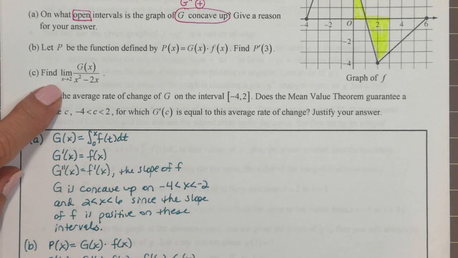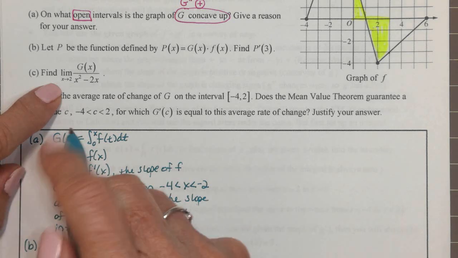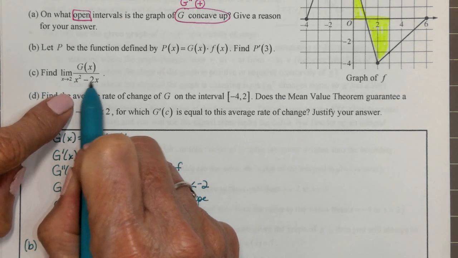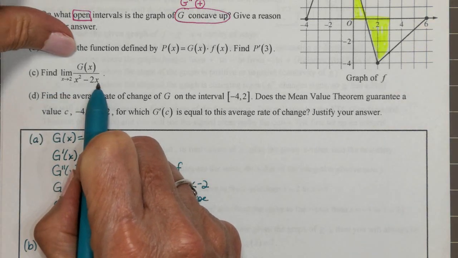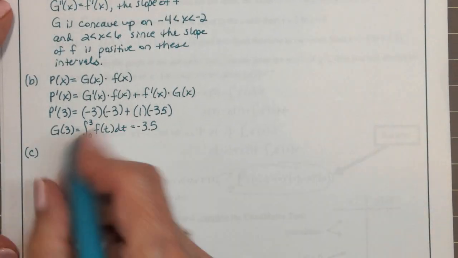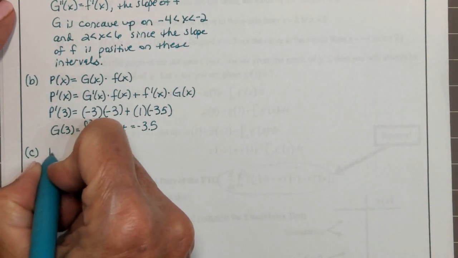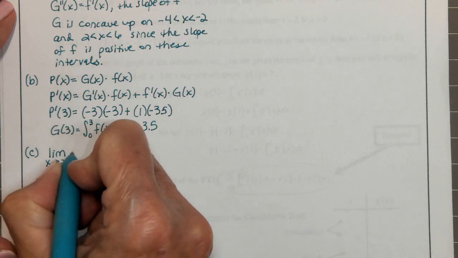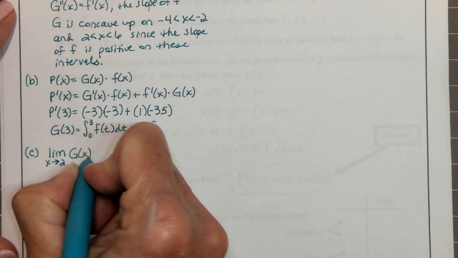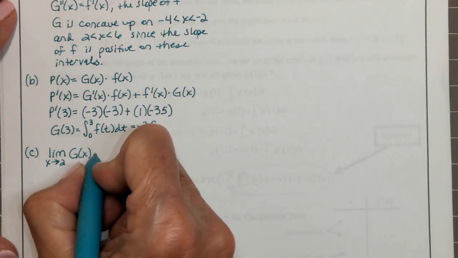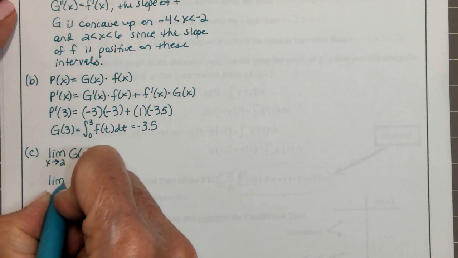Find a limit. When I see a limit, I'm fully expecting it to be L'Hopital's. And if I put 2 in for x in the denominator, sure enough, I get 4 minus 4, which is 0. So, I'm going to use L'Hopital's rule. To use L'Hopital's rule, if I want full credit, I must split this up into 2 limits. The limit of the top and the limit of the bottom.